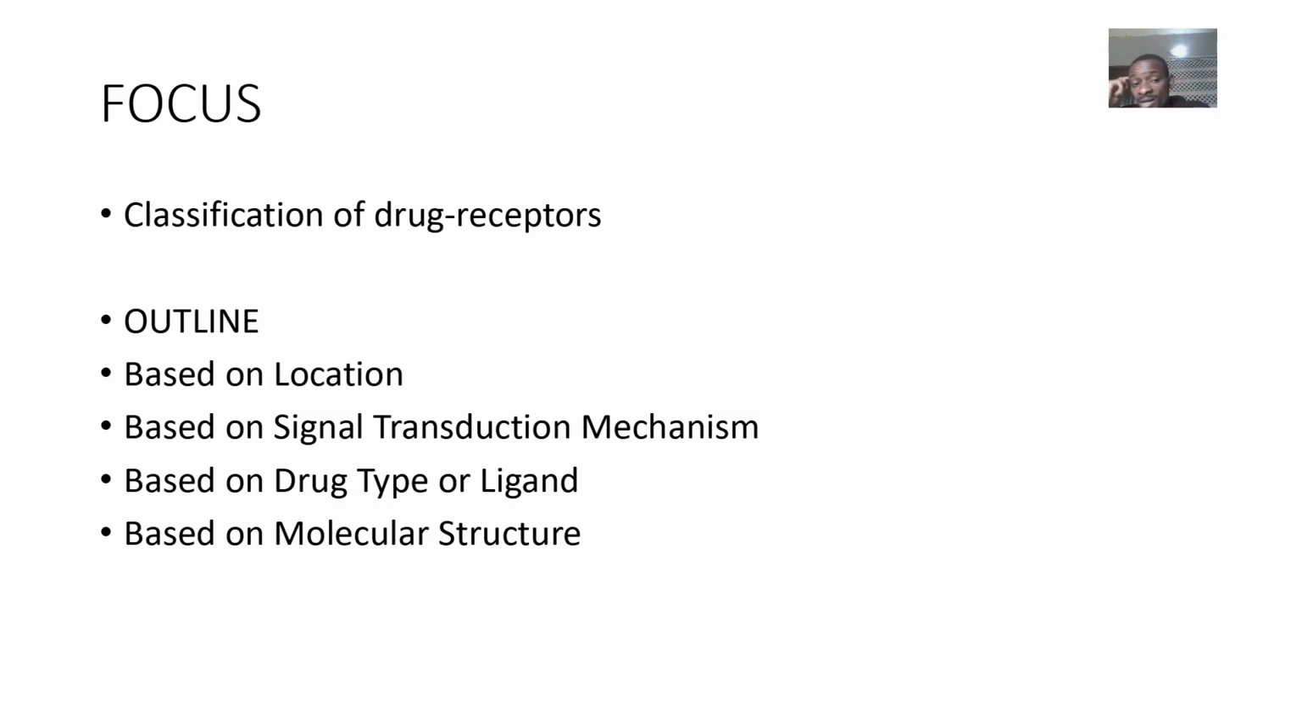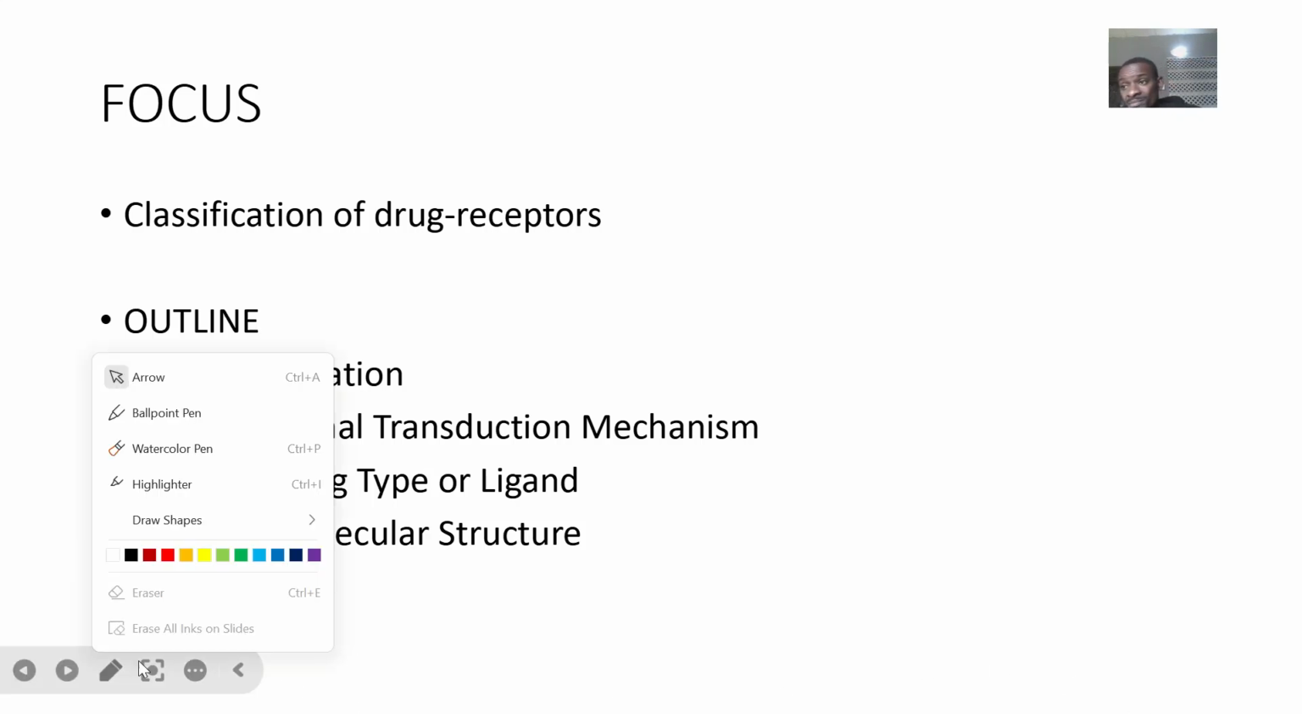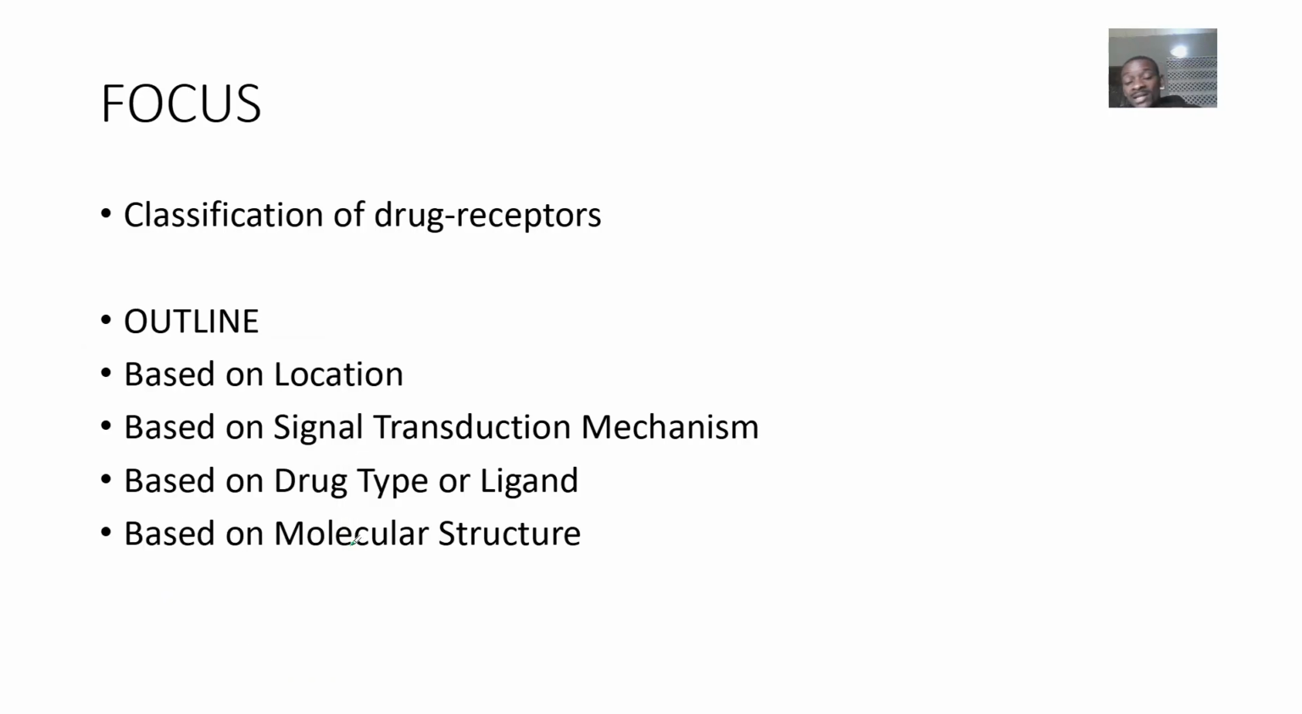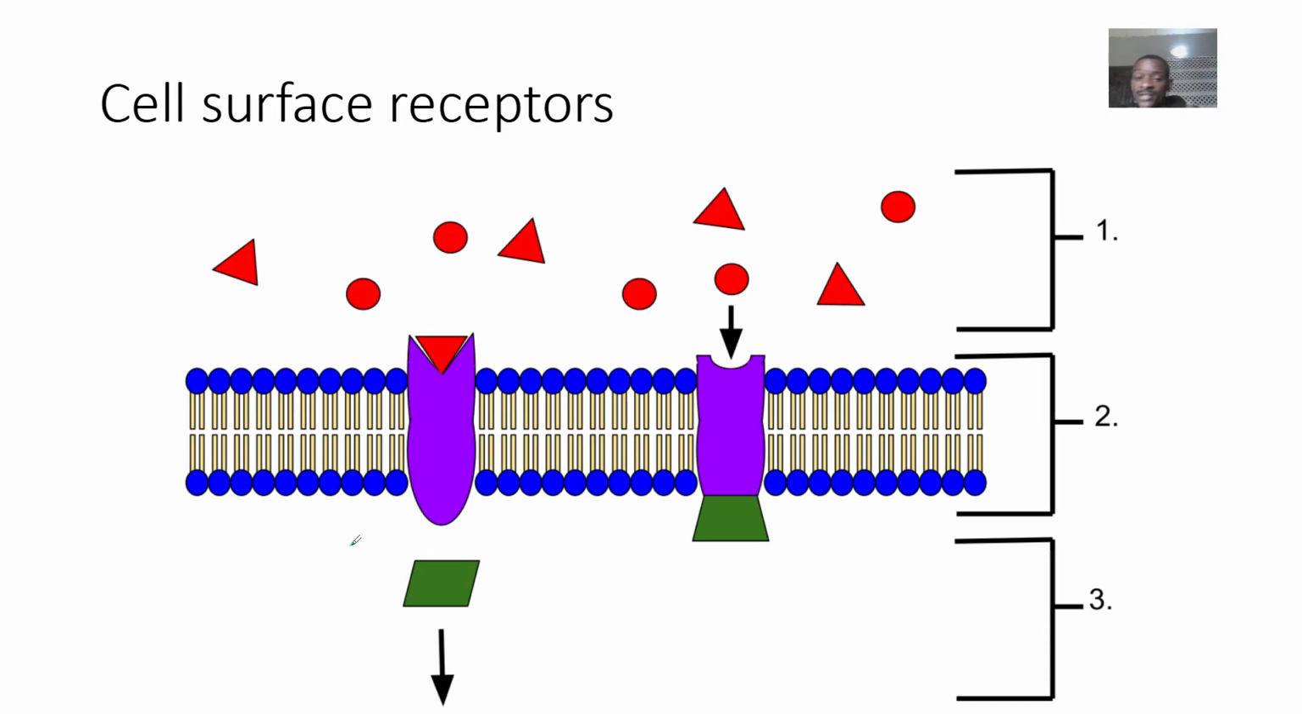You can classify receptors based on signal transduction mechanism. You can classify receptors based on the drug type they respond to. Then you can classify receptors based on molecular structure. So let's quickly move to it.